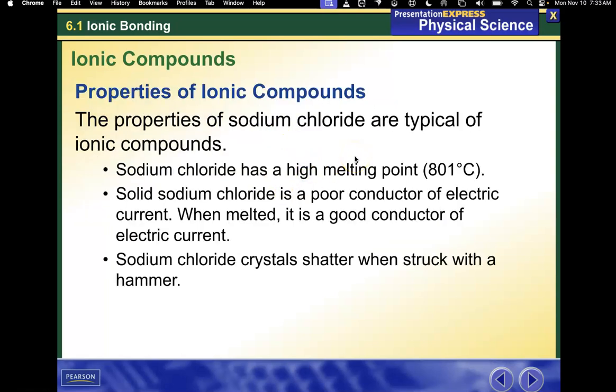Okay, let's talk about properties of ionic compounds. The properties of sodium chloride are typical of ionic compounds. High melting point, 801 degrees Celsius, so you can't melt salt, or easily melt salt. Solid sodium chloride is a poor conductor, but when melted, it's a good conductor. And then they're also brittle, so when you hit them with the hammer, they shatter. So, high melting point, poor conductor as a solid, but when melted, can conduct, and they're brittle.